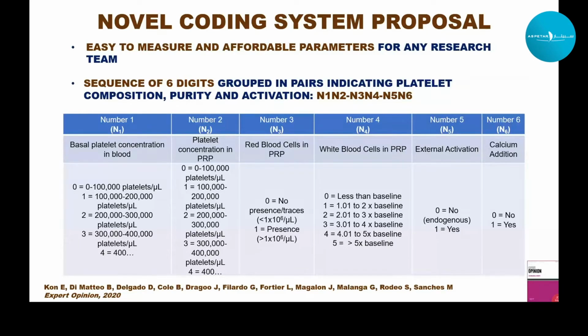Basically the first number shows the basal concentration of the blood, the level of the concentration. Then a second number shows your concentration in the PRP. Then presence or absence of the red blood cells, presence or absence of the white blood cells, and the need of activation or addition of calcium. So you can see it's a really very, very easy encoding system. And we would like all of you to try to use it once you're publishing something on PRP.